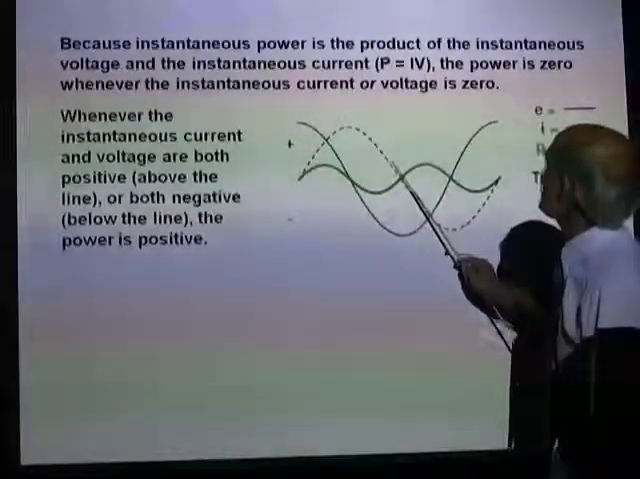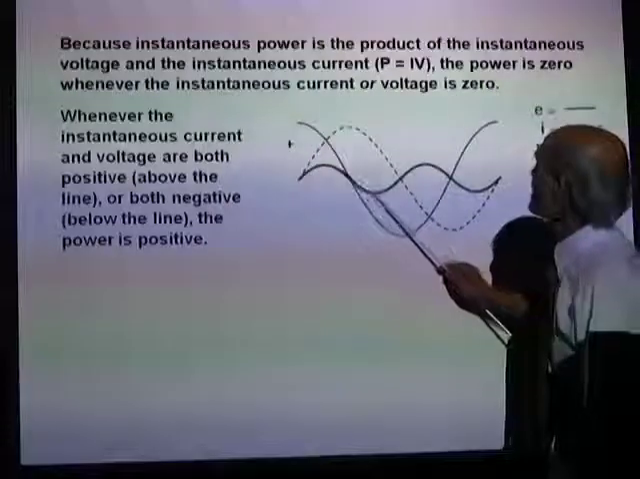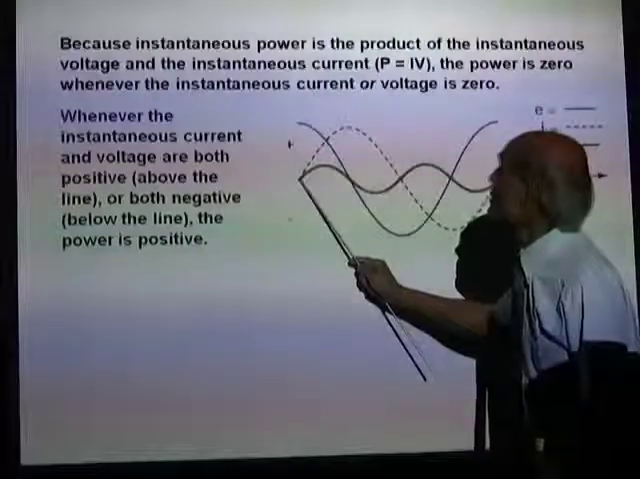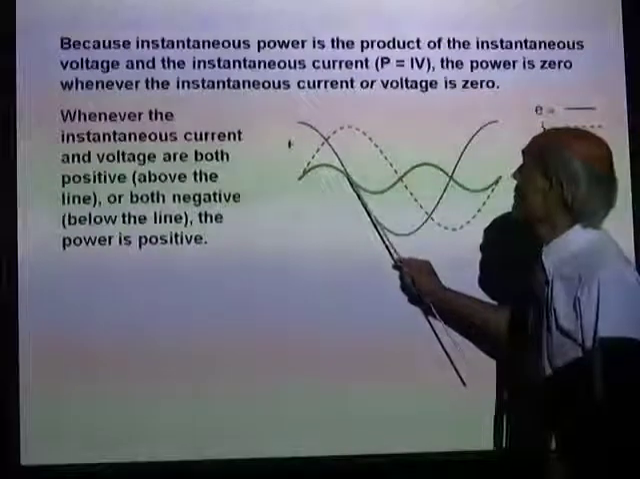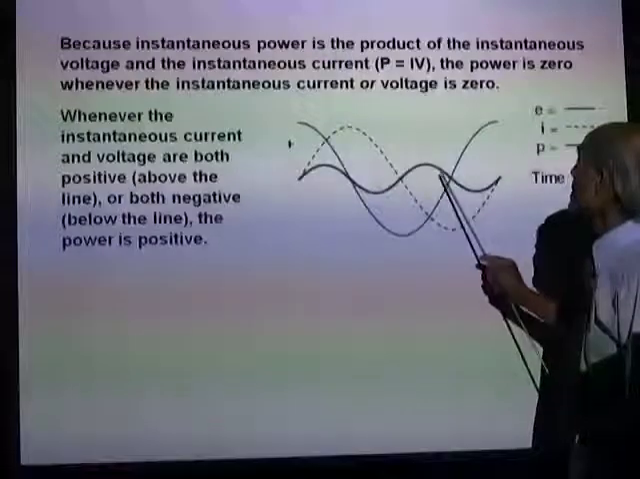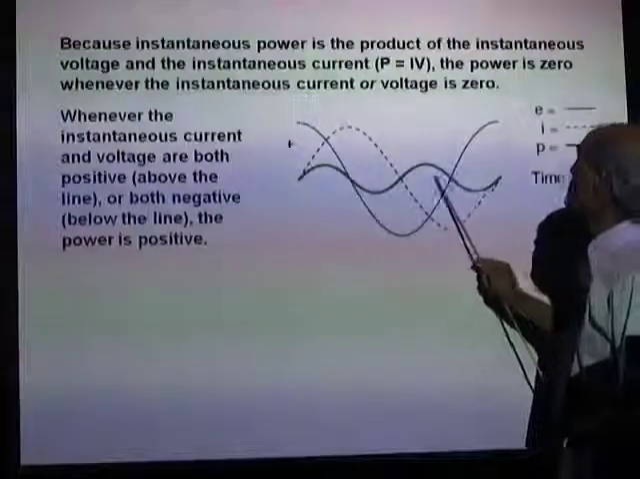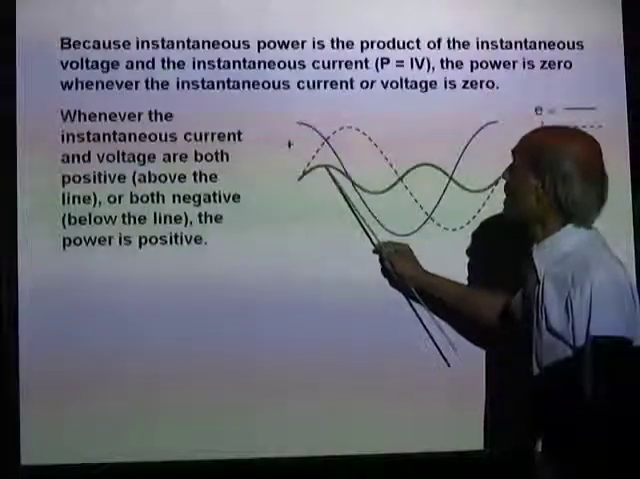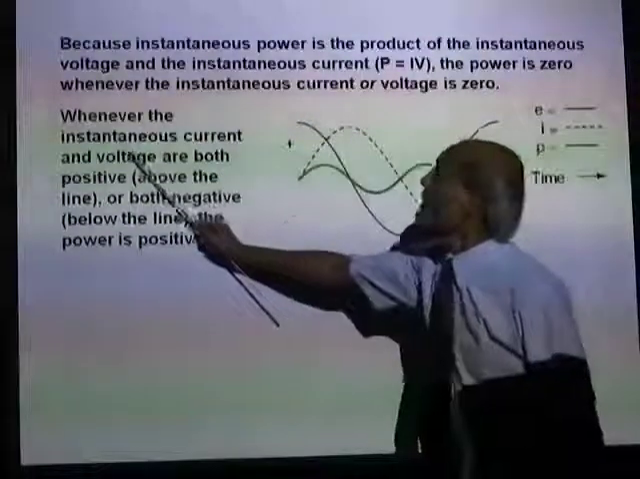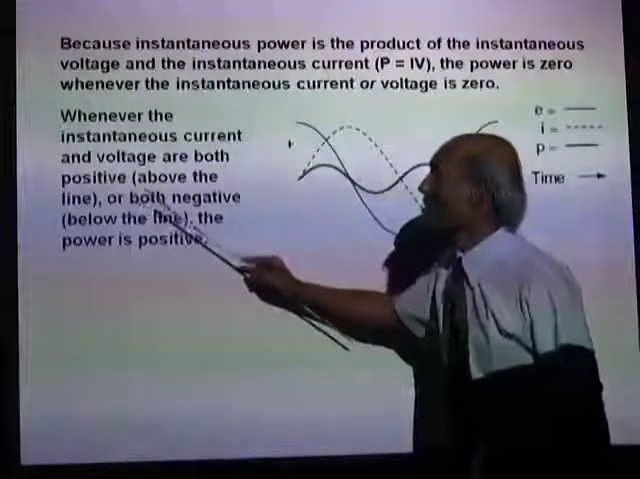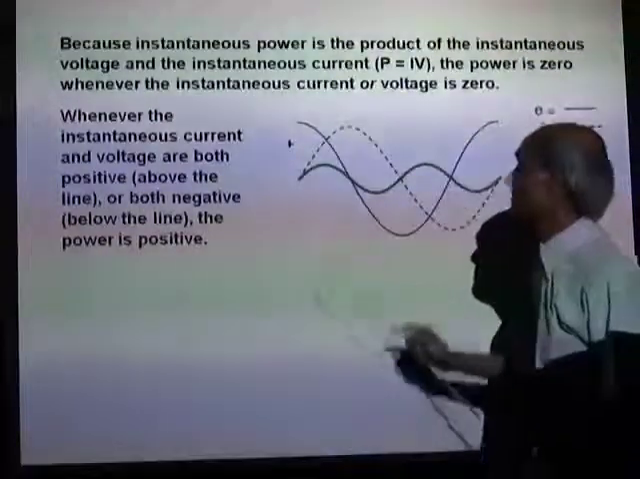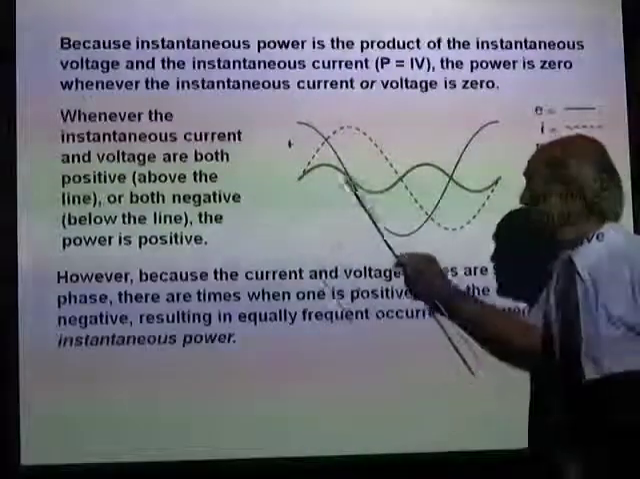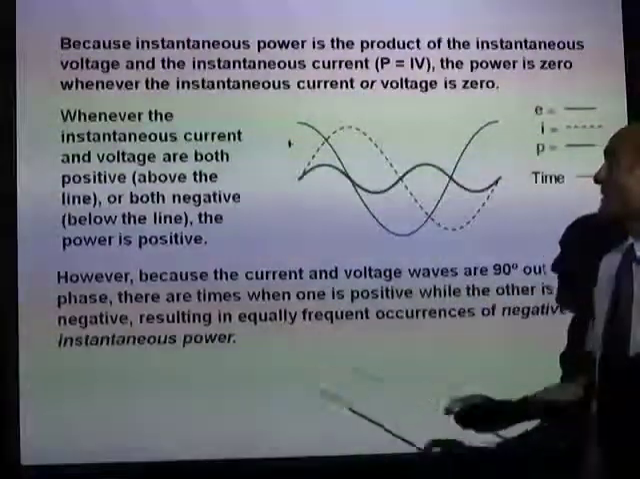The brown represents the current, and the green represents the power. You can see the power is zero when the current is zero, when the voltage is zero. So wherever the current or voltage is zero, the power is zero. The power is positive when both voltage and current are positive, or when both are negative. And when one is positive and the other negative, the power is negative.